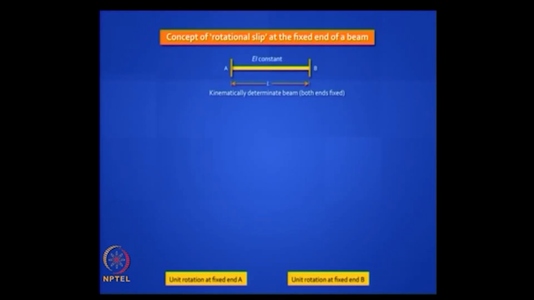Now, in the previous slide we deliberately applied a moment and we found the rotation. Now we look at the same problem in a different manner. Here you have a fixed beam, okay, both ends are fixed. This is supposed to be kinematically determinate because there is no rotation at either end, there is no translation at either end, and anywhere in the beam there is no movement. So this is ground zero, everything is known here.